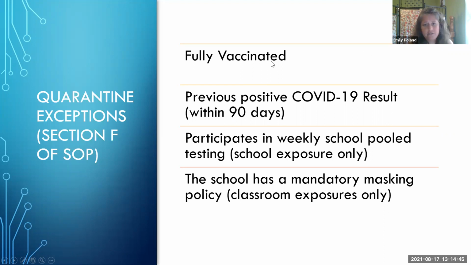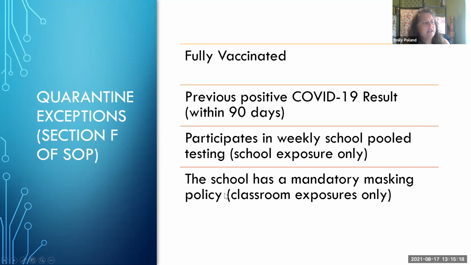So that's your fully vaccinated. They don't have to quarantine from the community. They don't have to quarantine from school. They do not have to quarantine. Another exception, exception number 2, is previous positive COVID-19 cases. So they were positive within 90 days. If they're in that 90-day window, that's, as we referred to it, I think last spring, the get out of jail free card, right? That's your 90 days. The second 2 are a little bit more nuanced.